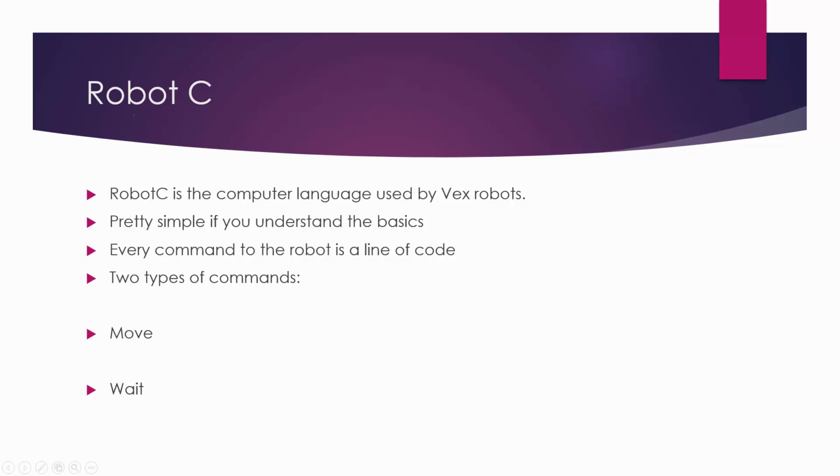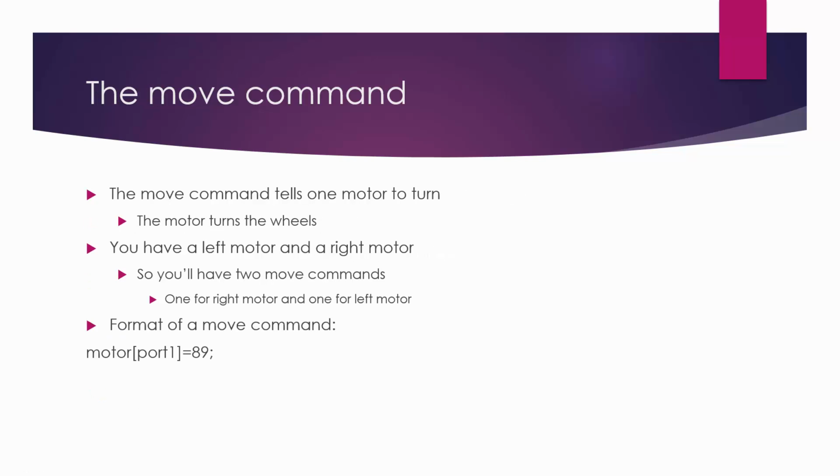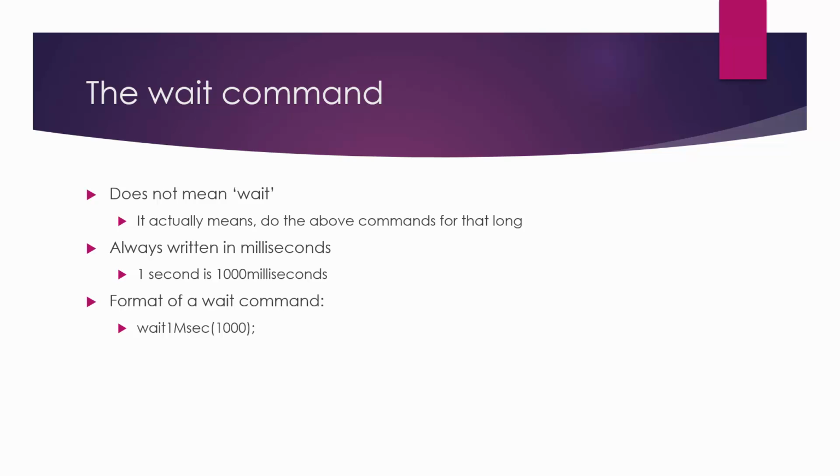Again, RobotC is a computer programming language. It comes with the 2 types of commands we're going to work with. It does have a lot more, but the 2 we're going to work with are the movement and the wait. So motor and the time you're doing it. So the motor, again, the function is there. Lowercase motor, open square bracket, port 1 would be the left motor, port 10 would be the right motor, and 89 or whatever the number is, that's the strength of the motor. And then your wait command, this wait 1 millisecond command, that is the time. So you're telling it to function for a certain amount of time.